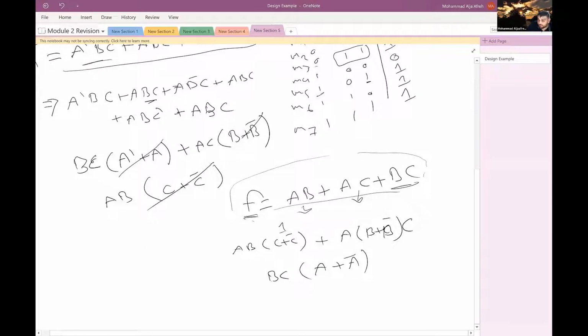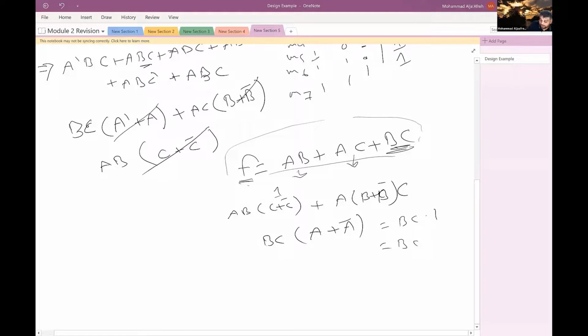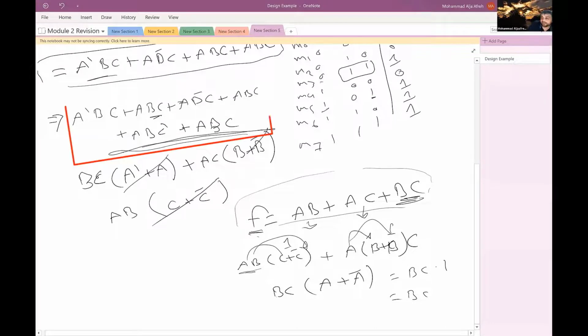Because at any of these terms, let's take a look at this one. If we multiply BC with A plus A prime, that's equal to multiplying BC with 1, and if I multiply BC with 1, it's still BC. So you can use the distributive law: multiply AB with this and with this, and then AC you multiply with B and B prime, and then you will get this equation.